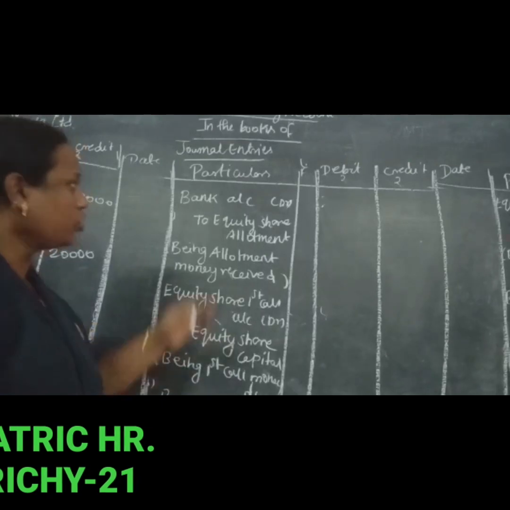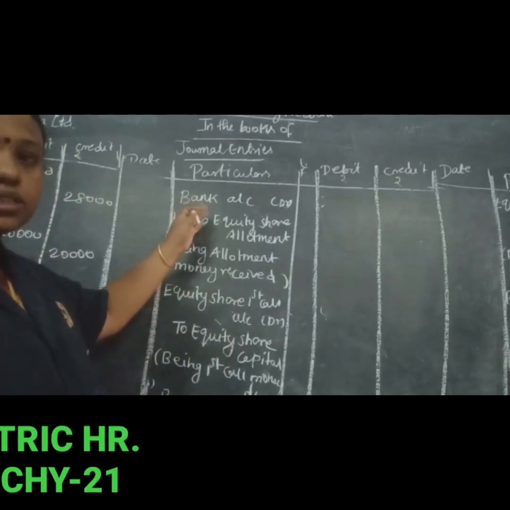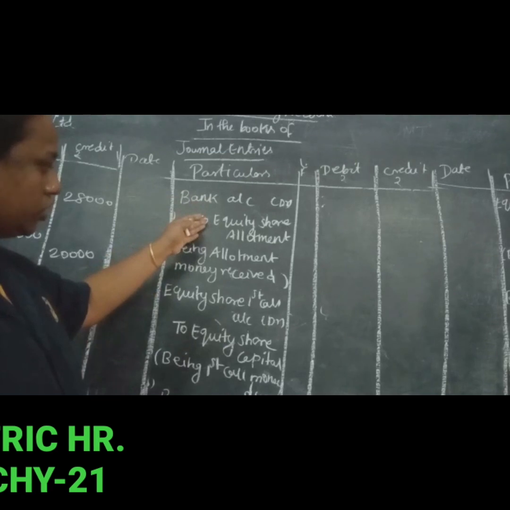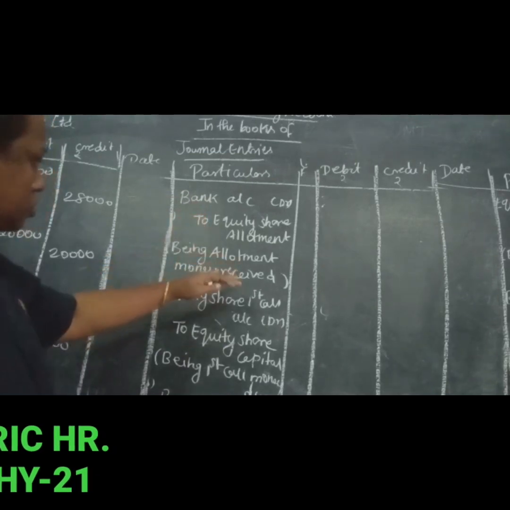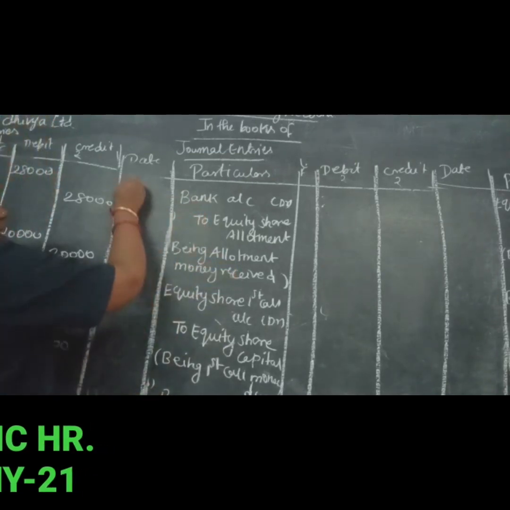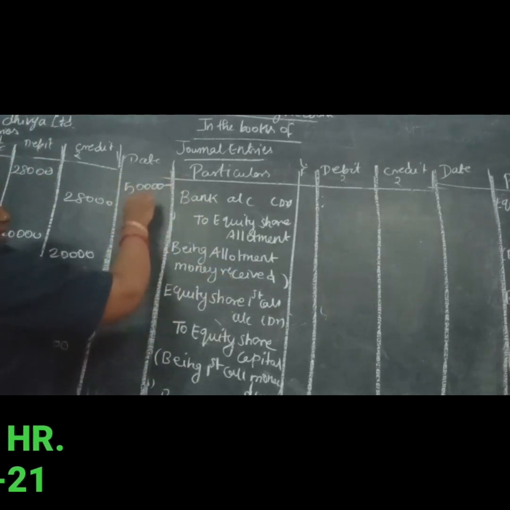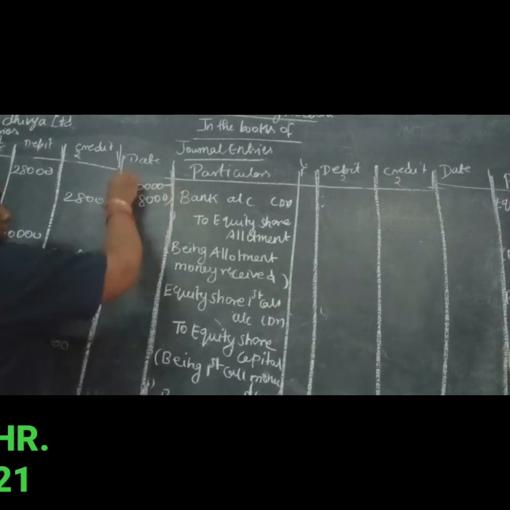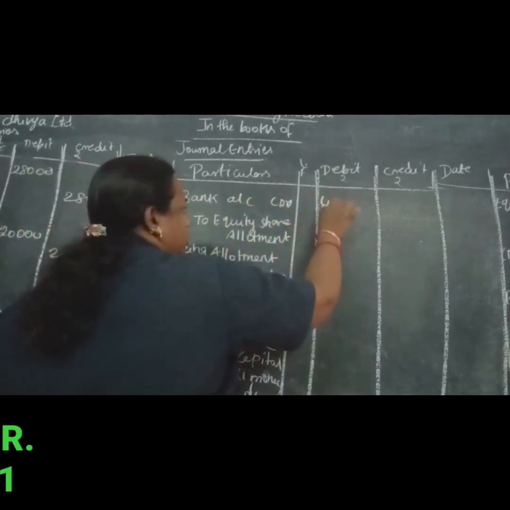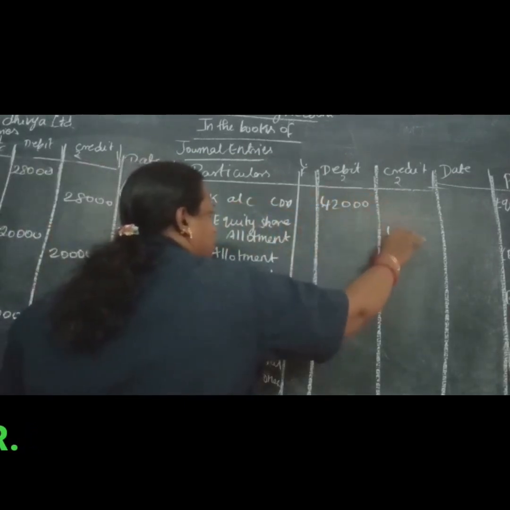Next entry for allotment received. Allotment money is received, so bank account debit to equity share allotment account. Total allotment amount is 50,000. Already we received 8,000, so 50,000 minus 8,000, 42,000.